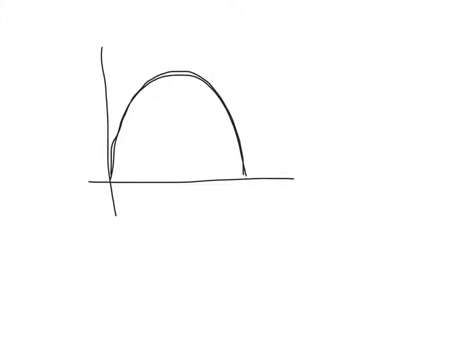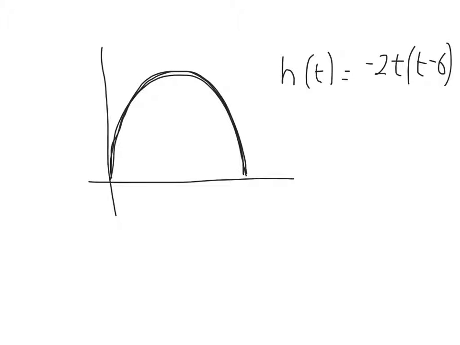The path followed by the ball is in the shape of a parabola, as you can see, and the height of the parabola depends on time, and the height of the parabola is given by -2t(t - 6). The question then says, for how long is the ball in the air?